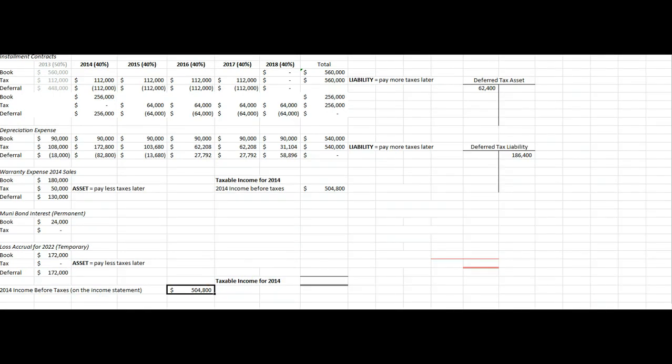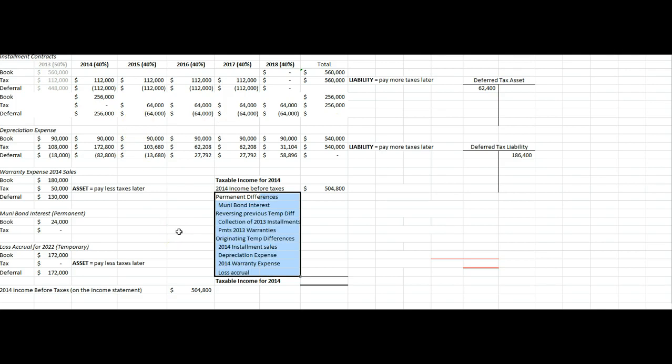Alright, so the facts tell us that we had during 2014 $504,800 worth of income before taxes on our income statement. So now let's figure out what our taxable income should be on our tax return. Well, first of all, we've got to worry about this permanent difference here. We included $24,000 worth of revenue to get to this number on our income statement. So to get to our tax return, we have to subtract it out.